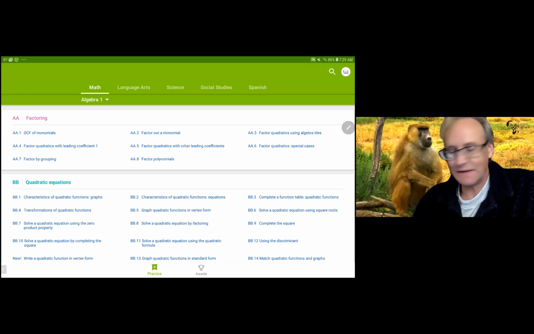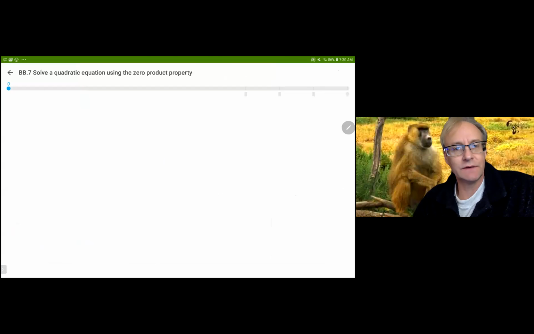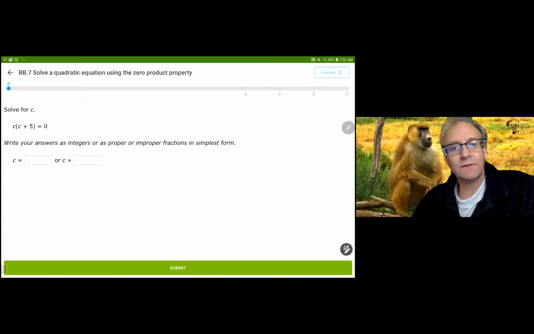This is BB.7, which is solve a quadratic equation using the zero product property. Anything, when we know that we're multiplying two things together and we get zero, we know that one of the factors has to be zero. And we're going to use that and factoring to solve these. Well, in this particular case, we didn't even have to factor it.